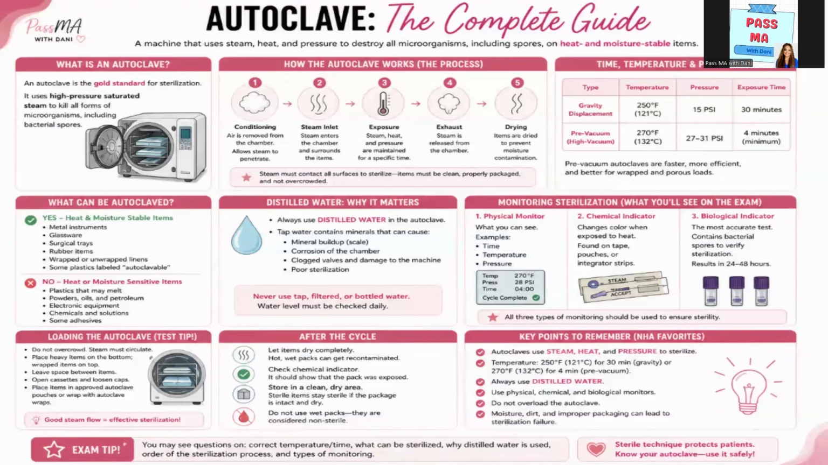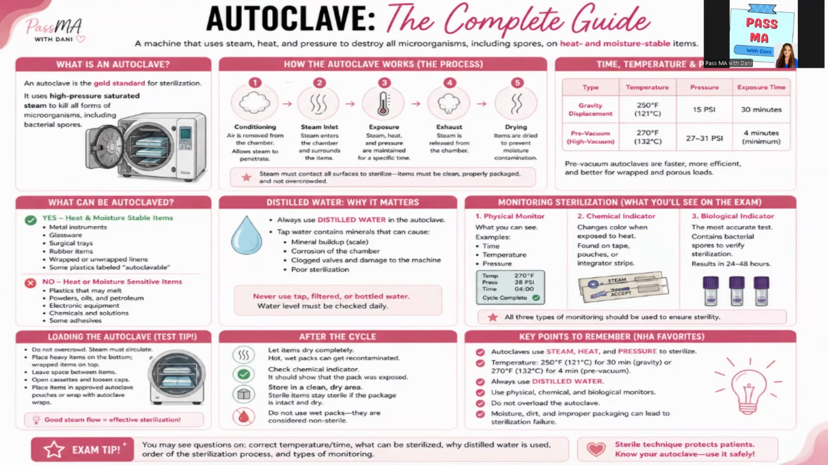Now we're going to get into the autoclave. And I need you guys to really pay attention here because this is a high-yield topic for the exam. An autoclave is the gold standard for sterilization in healthcare. And when we say sterilization, we're talking about destroying all microorganisms, including spores. That's what makes this different from cleaning or disinfecting. So, how does this work? The autoclave uses three things together: steam, heat, and pressure. Not just one, all three.